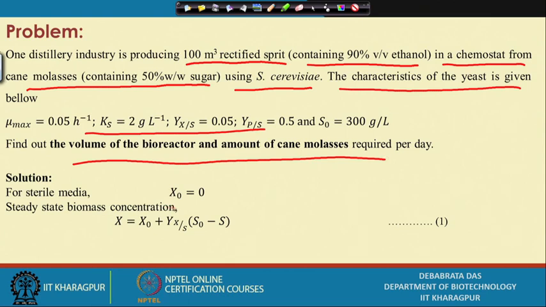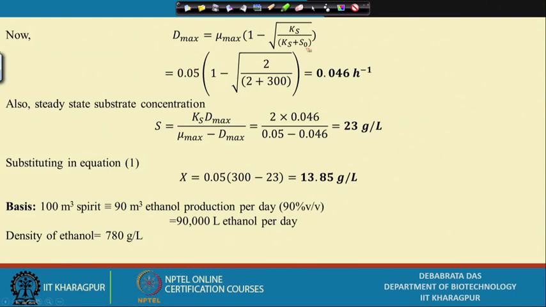So, here x 0, if you consider sterile media, x 0 equal to 0, then steady state cell mass concentration will be x equal to x 0 plus y x by s into s 0 minus s at d max equal to this value, am I right? And ethanol is considered as a growth associated product. So, we assume if we operate at the d max, we will get the maximum amount of ethanol production. So, this s value is this, and this is the cell mass concentration.